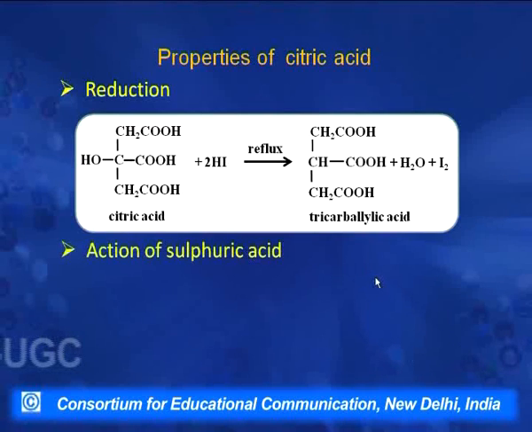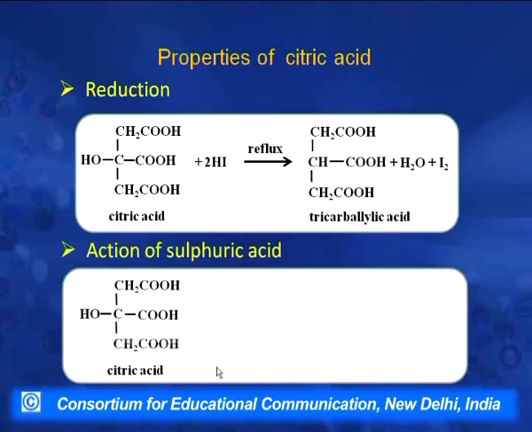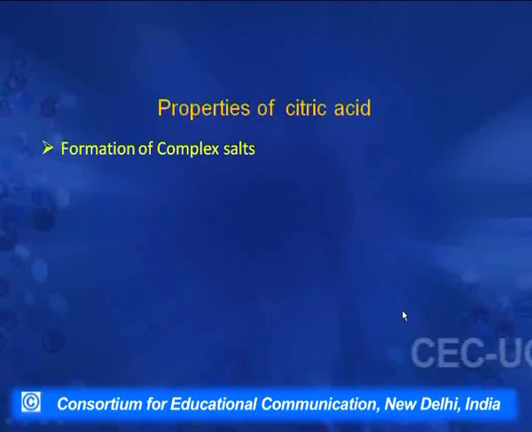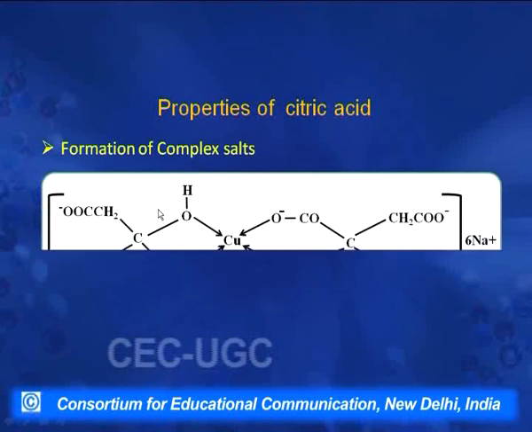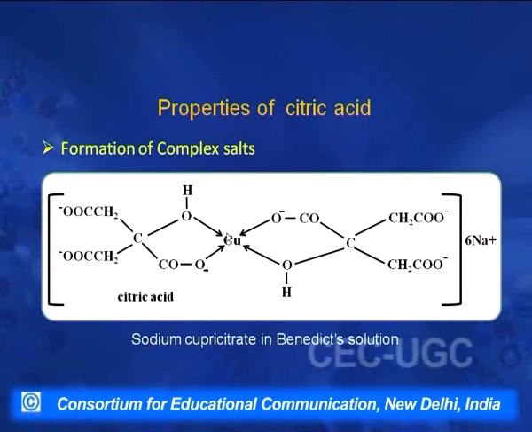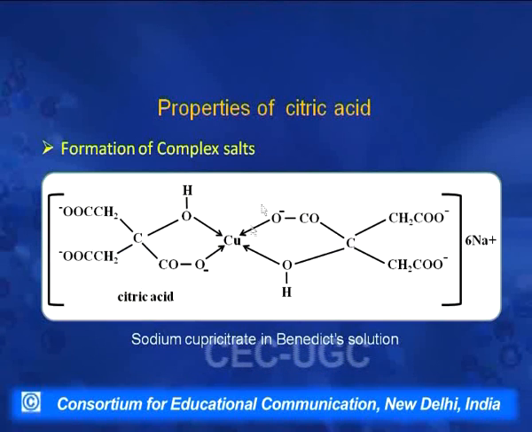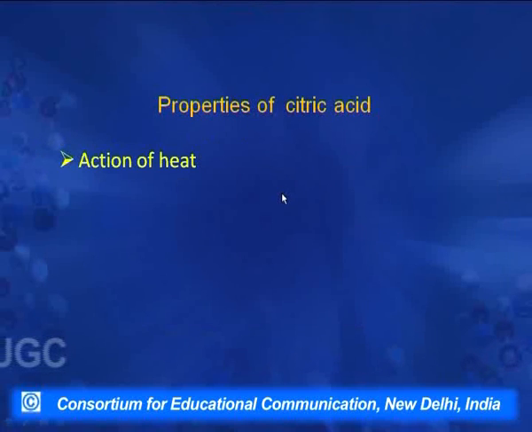Action of sulfuric acid. Citric acid on treatment with fuming sulfuric acid, that is oleum, undergoes a reaction on this carbon where this is converted into C double bond O. Then it can form complexes also with different metal ions, and the complex with copper is used in Benedict solution. Benedict solution contains a complex of copper with citric acid.